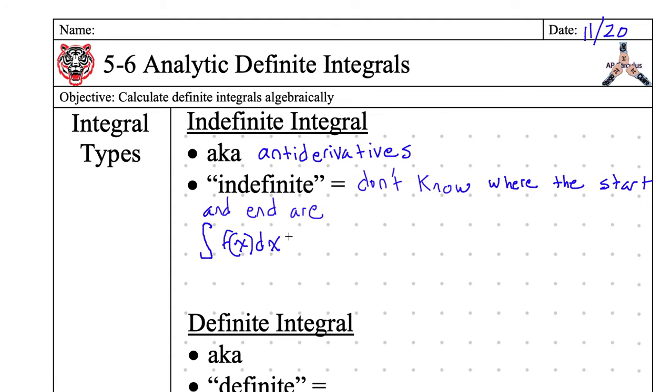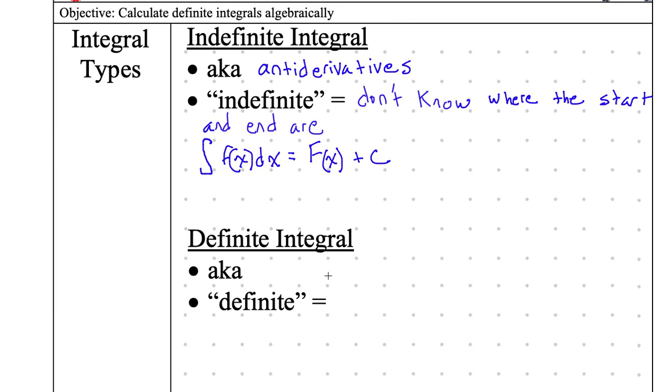Does anyone remember this, by the way? It is capital F of x, and don't forget your cake, your plus C. Don't forget to eat those delicious foods that you might be eating for dinner, or definitely cake.